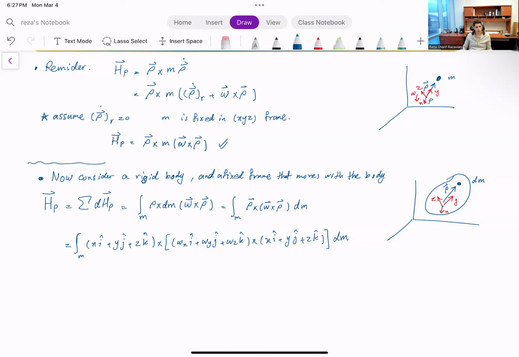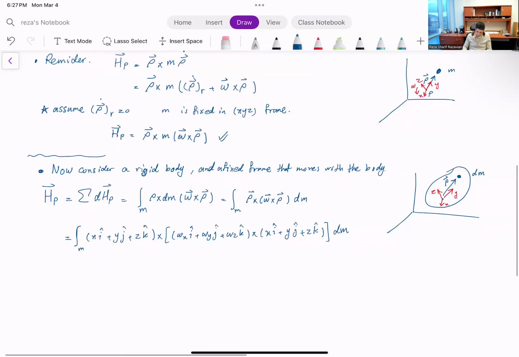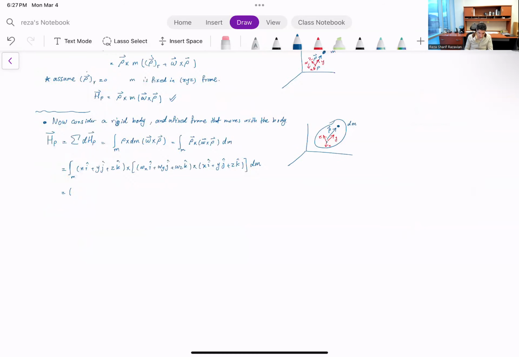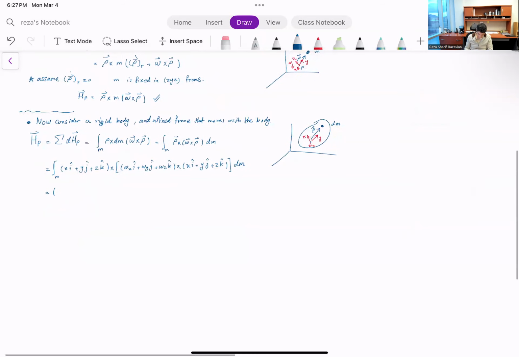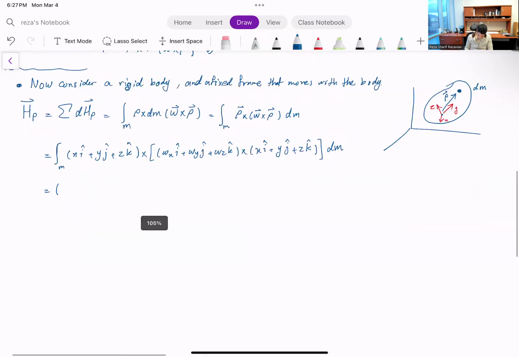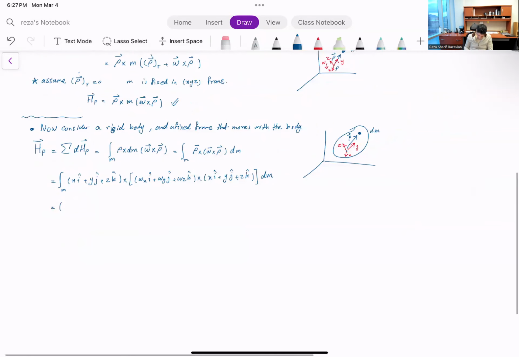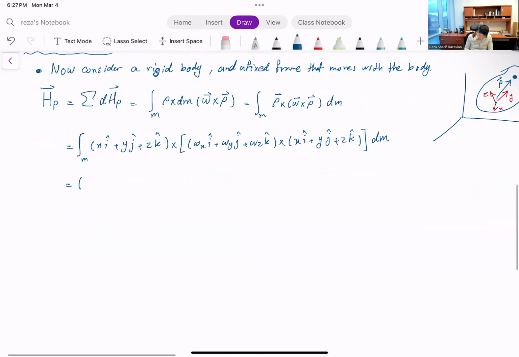If you do all the cross products, some of them will vanish. I cross I, for instance, is 0, and so on. If you keep doing that, what you end up with is kind of a lengthy equation. So I'm going to break it down.